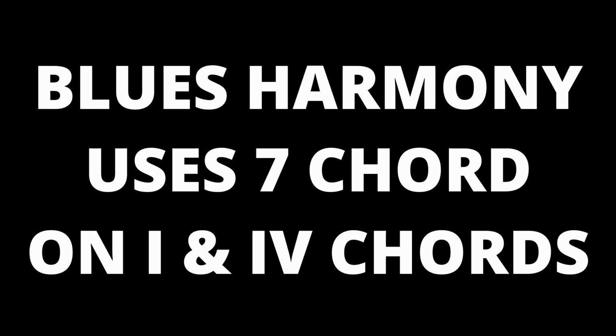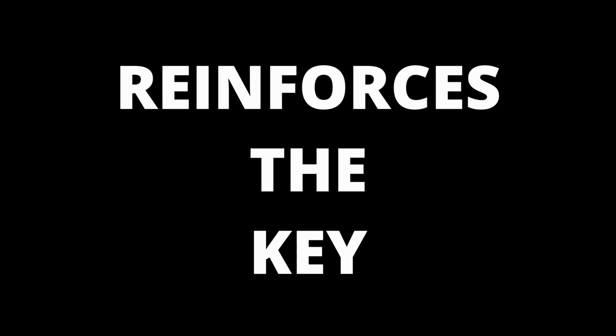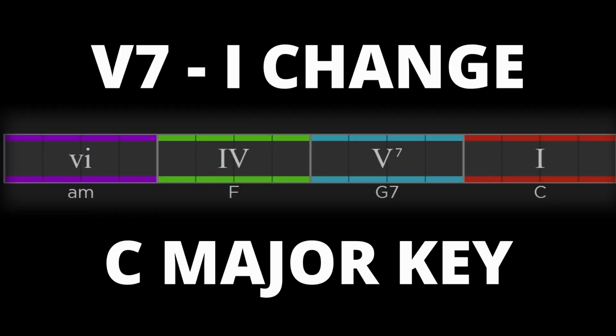However, because some popular music is based on blues harmony, the dominant 7 chord can also appear as chord 1 and chord 4. The primary use of the dominant 7 chord is as the 5 chord in order to resolve to the 1 chord. This reinforces the identity of the key. Here's how that could sound in the key of C major.